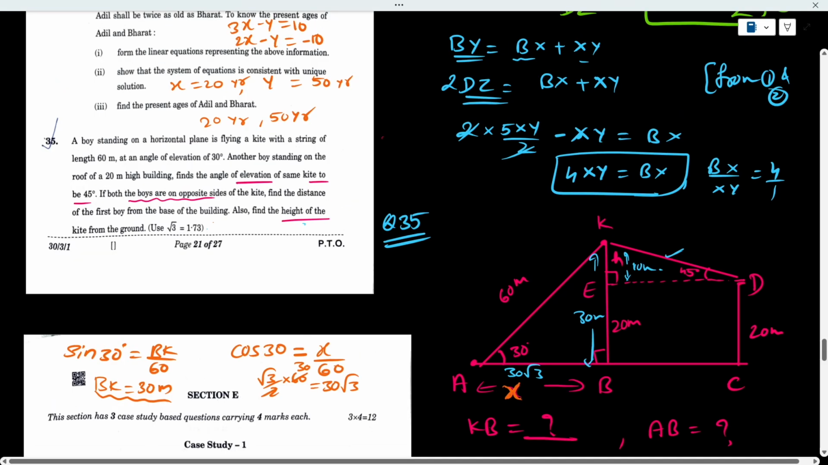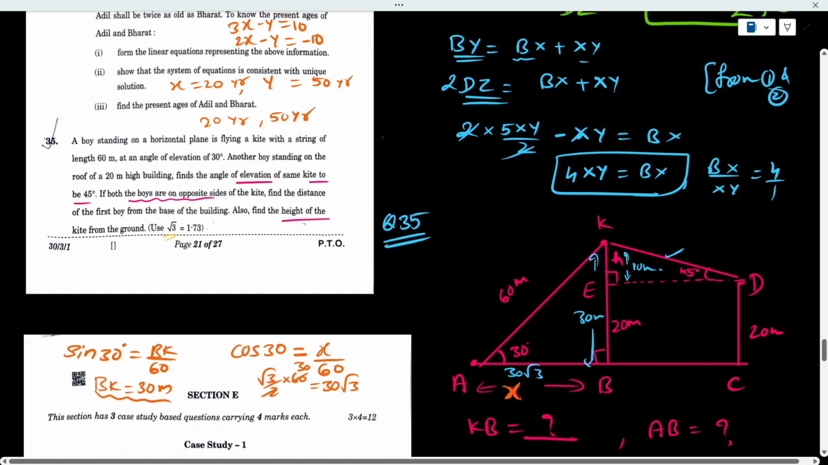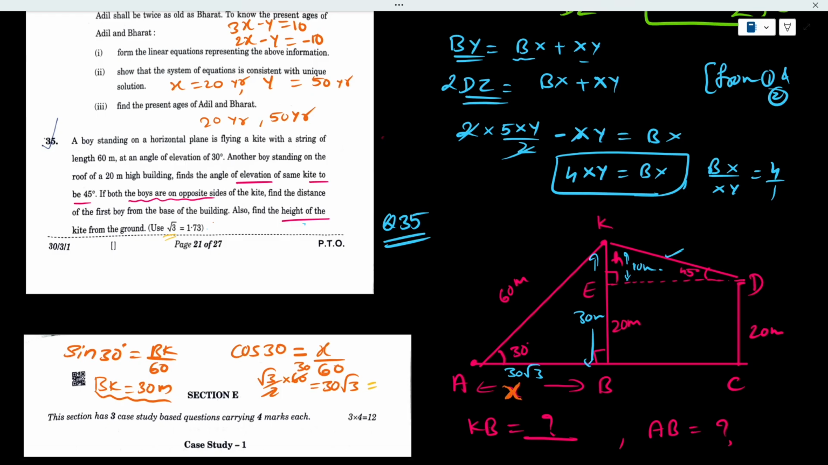Now here the x value is also given as 30 root 3 centimeter, and the root 3 value is also given. So we can substitute here. What is going to be the substitution? 1.73. So you can take 30 into 1.73. If we do it, we'll get 51.9 centimeter. So this is nothing but equal to 51.9 centimeter.